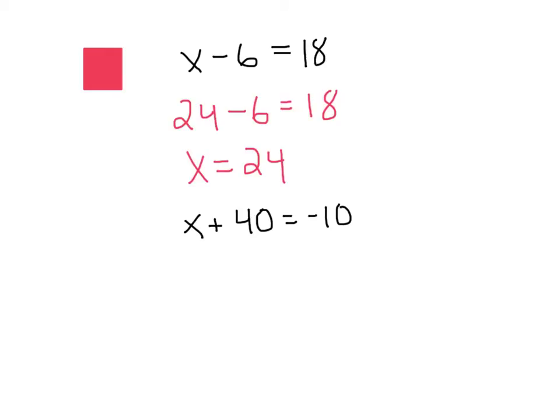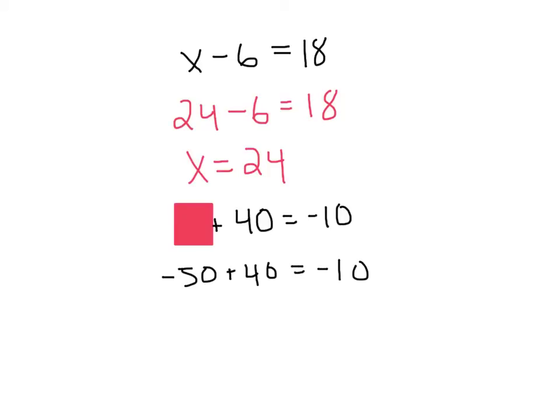Looking at another problem, we'll still use the cover-up method in the same way. x plus 40 equals negative 10. Well, I'm just going to cover up that x and think to myself, well, what number plus 40 equals negative 10? Well, since negative 10 is negative, that means I have to have a bigger negative number. Negative 50 plus 40 is the only number that would result in negative 10. So now I know that x, because that's what I covered up, has to equal negative 50.